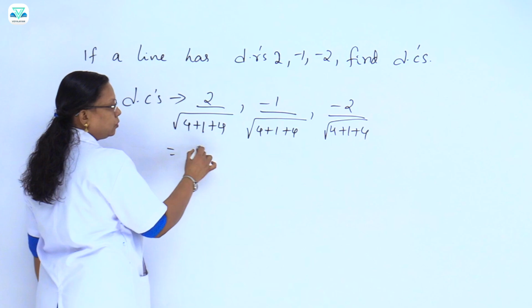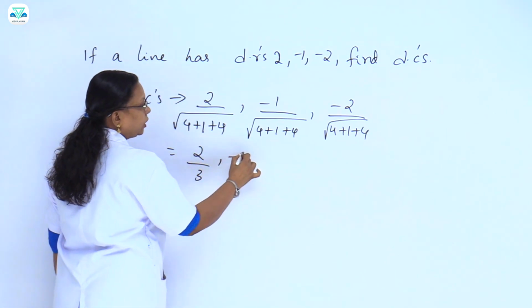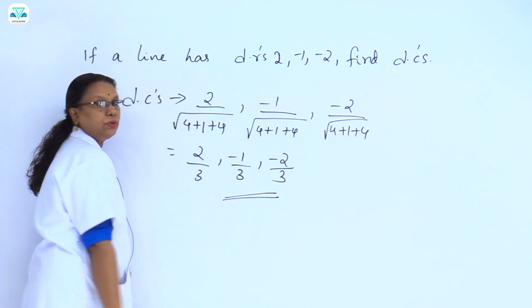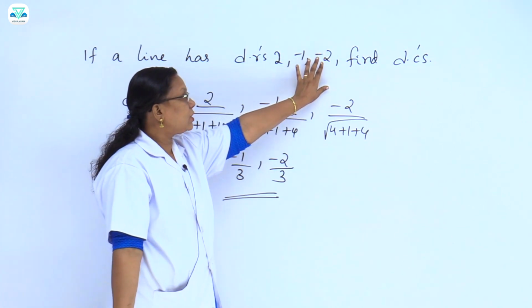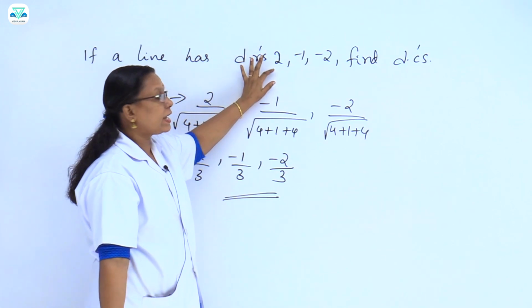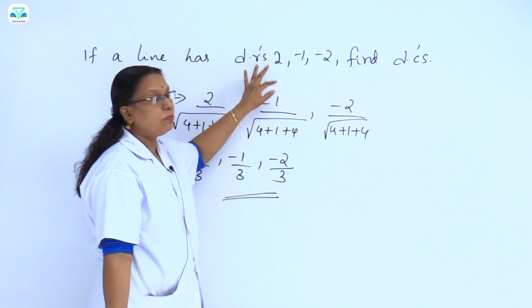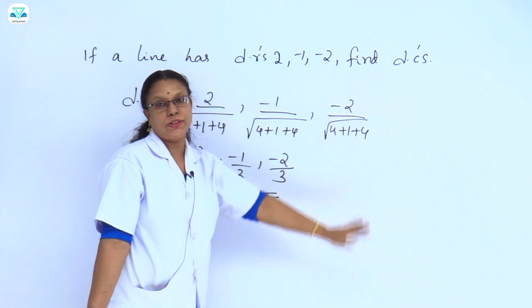So we have 2 by root of 8 plus 1, 9, and root 9 is 3. So we have 2 by 3, minus 1 by 3, minus 2 by 3. This gives the direction cosines given the direction ratios. So if we know the direction ratios, we can find the direction cosines, which are x by r, y by r, z by r, as we have seen. The same way, 2 by its modulus, minus 1 and minus 2 by it.